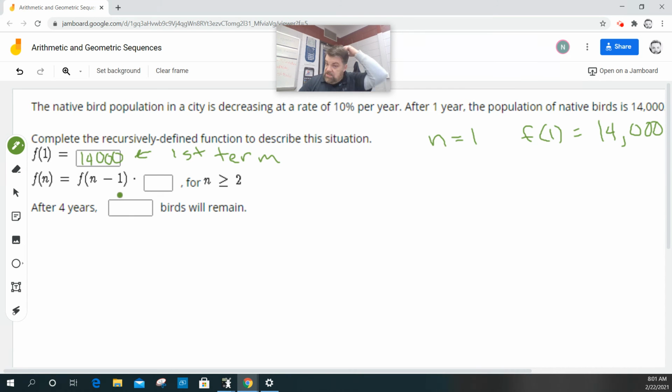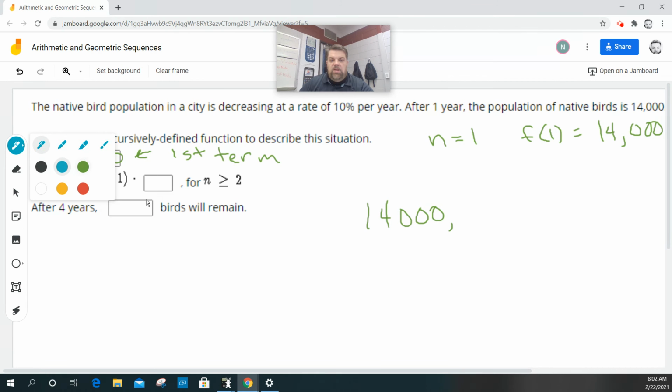Okay. Then it says what are you multiplying by to get the next number? Well, remember that if I start with 14,000, and I'm going to write this like a geometric sequence, the next number has to be less by 10%. So you do the complement of that, which is 90%. So to get the next number, I'm going to need to take this and multiply it by 0.9.